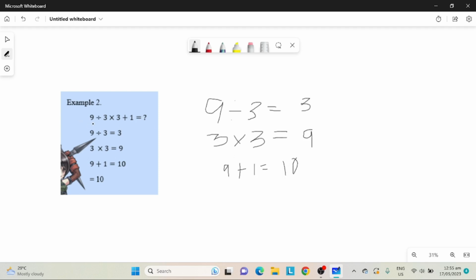So first things first, if the division and the multiplication are like this, always do the first term, the first operation, and then the second operation, which is 9 divided by 3 is equal to 3, and 3 times 3 is equal to 9, and then 9 plus 1 is equal to 10.